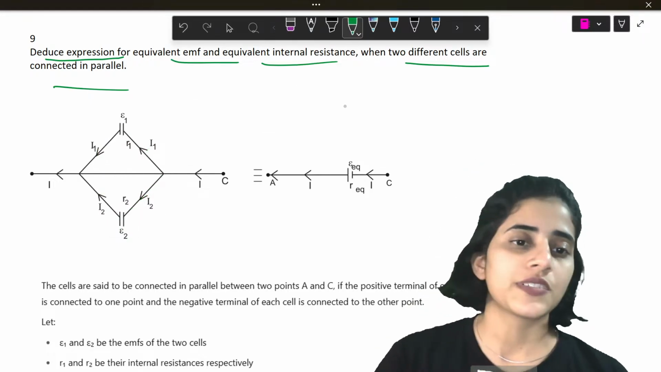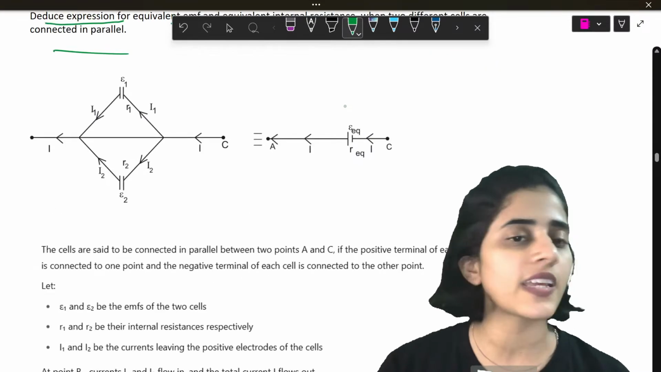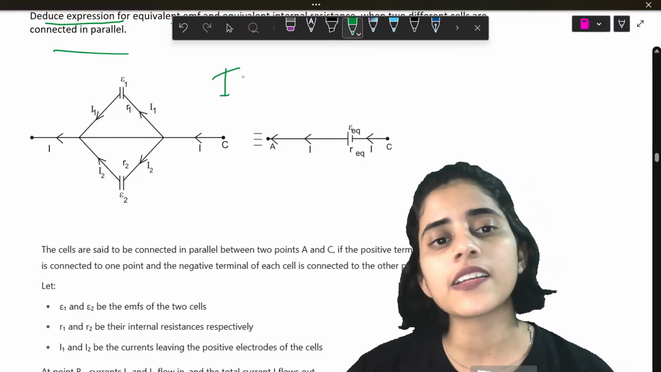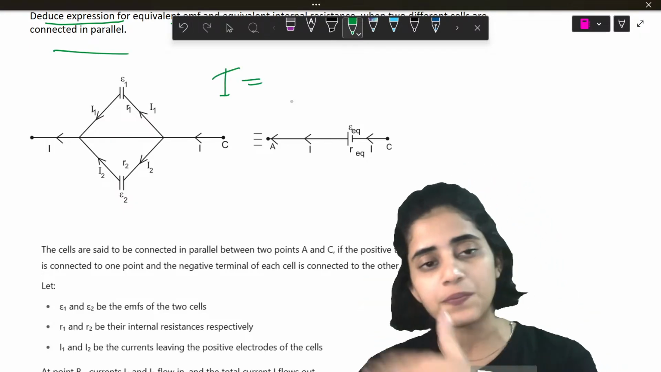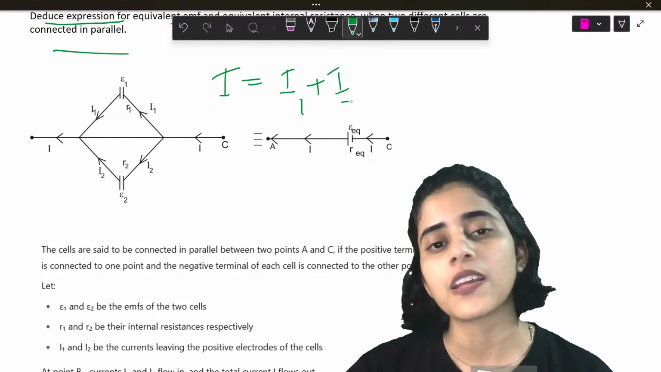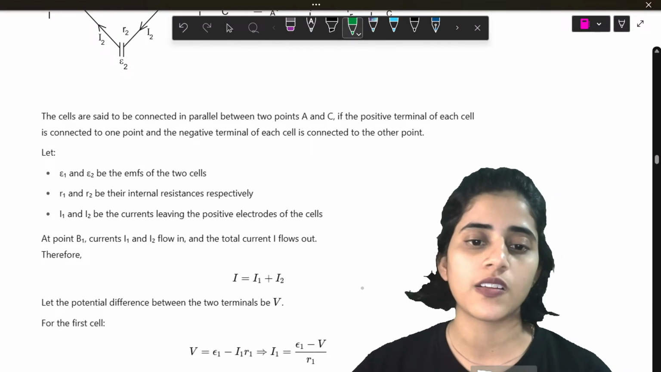Okay. So, now let's find out the equivalent EMF. Same thing, same formulas. In parallel, one thing that you have to know is current is separate. Each component has a different value of current. So, current would always be I1 plus I2. That's the first formula.